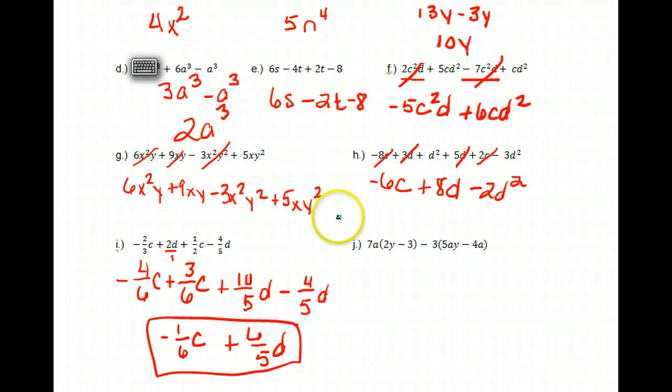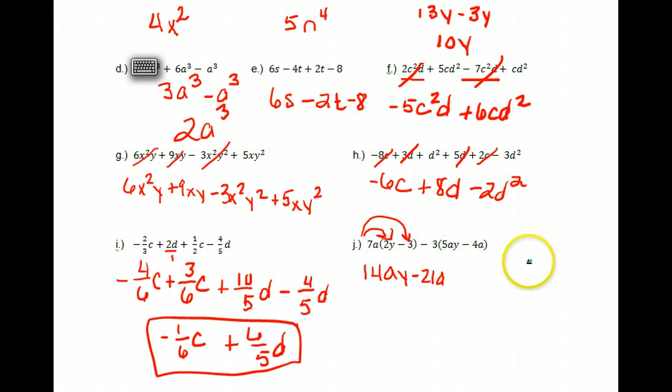So for letter J, you will notice that in our first quantity we have 2y and 3. We cannot combine anything within those parentheses, so we must distribute. So we are going to take our 7a and multiply it to both the 2y and the negative 3. So 7a times 2y makes 14ay, and 7a times negative 3 makes negative 21a.